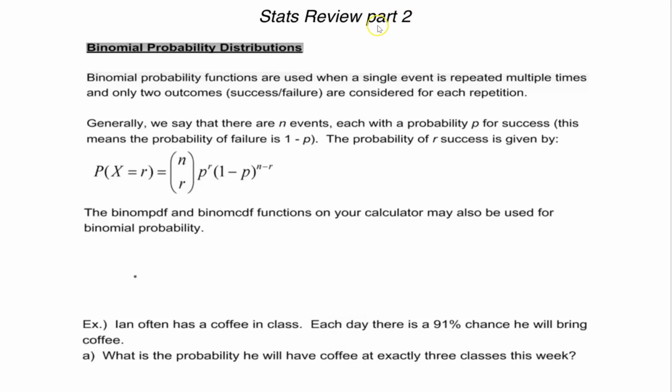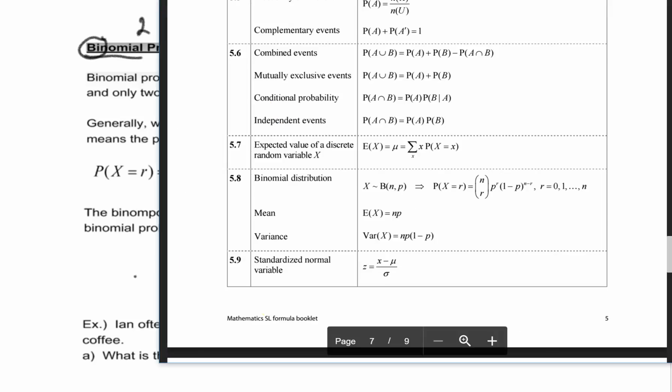Stats review part 2. In this video, we're going to talk about probability distributions. First of all, binomial distribution. Now remember, binomial, bi, stands for 2, so this one we have 2 options. So it's either going to be success or failure. So 2 options. In your formula sheet, it looks like this, right?